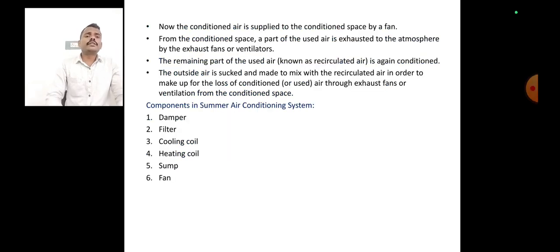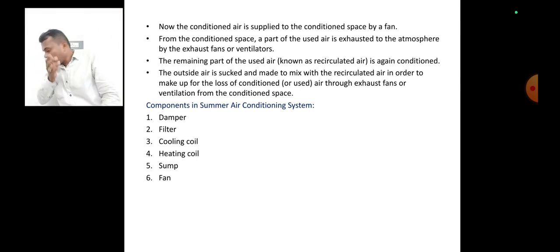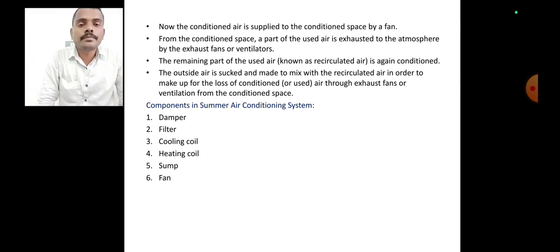Already we have seen the summer air conditioning system. It is only for cooling of the air conditioned space. Refrigerated space is different, but here it is an air conditioned space. The components in the summer air conditioning system: first one is a damper. It is used for controlling the mass flow rate of the air.